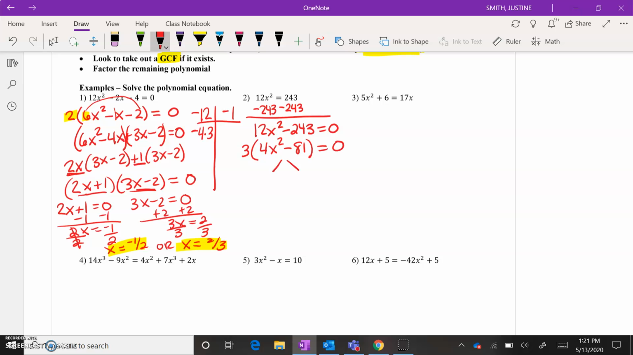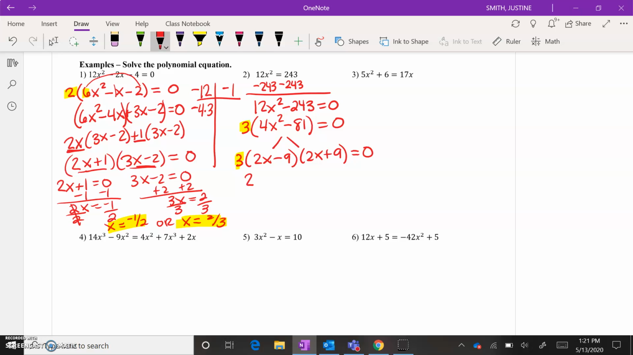Now we have a difference of squares. So we have 2x minus 9 and 2x plus 9. And again, when I took this GCF of 3 out, you don't really need to bring that down anymore because it doesn't have a variable, so we know it's not going to be an answer. So I have 2x minus 9 equals 0, 2x plus 9 equals 0. I'm just going to go ahead and solve, and I'm going to end up with x is equal to 9/2. And then I know this is going to be the opposite, so x is equal to negative 9/2.